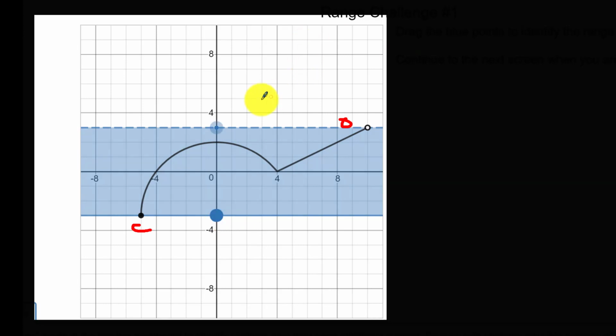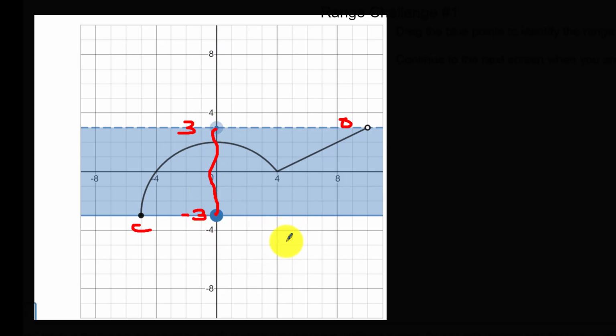Now the range is the portion of the y-axis that is shaded. So from here all the way here. Now let's identify the y value on this point. It's -3, and the y value here is +3. So your range is from -3 all the way to +3.